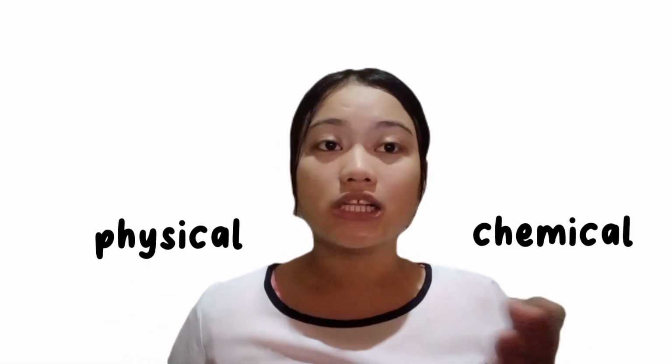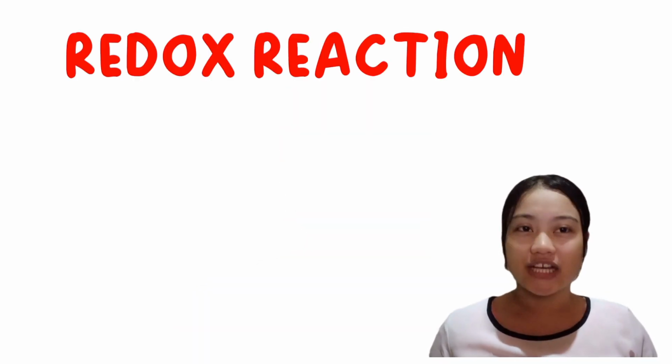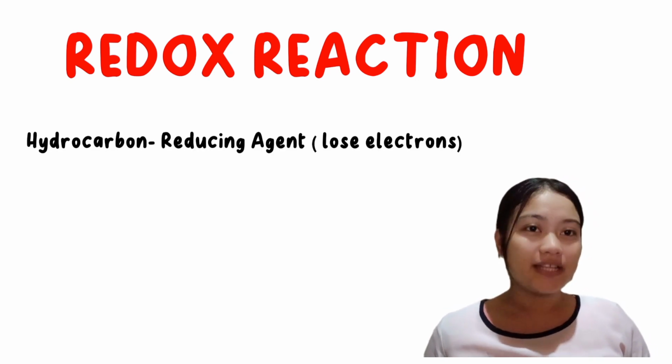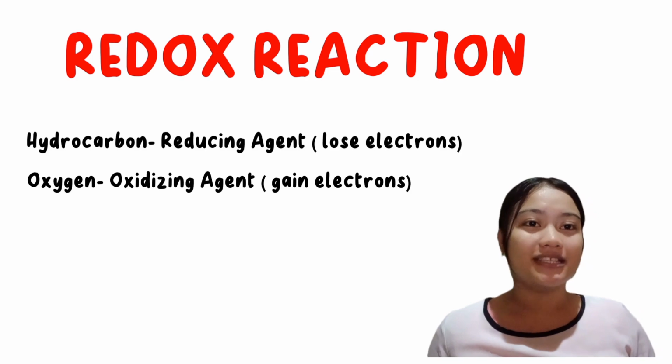The candle undergoes both physical and chemical changes. When you light a candle, you will end up with less wax after burning. This is because the wax oxidizes to yield water and carbon dioxide. And aside from combustion, the burning of candles is one example of a redox reaction. Here, the hydrocarbon acts as the reducing agent, while the oxygen is the oxidizing agent.